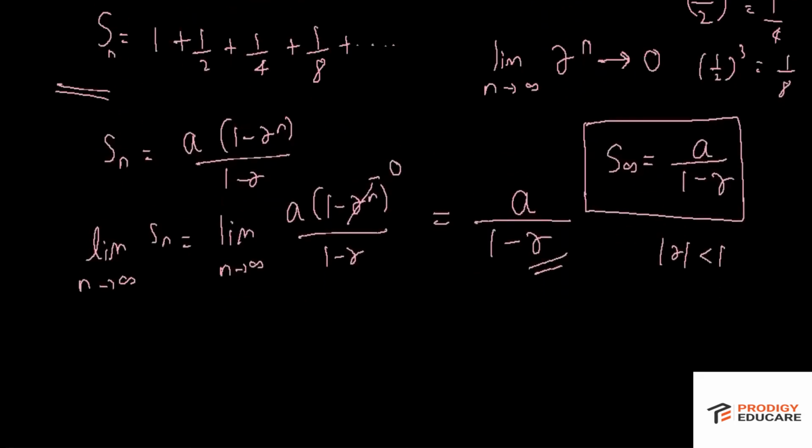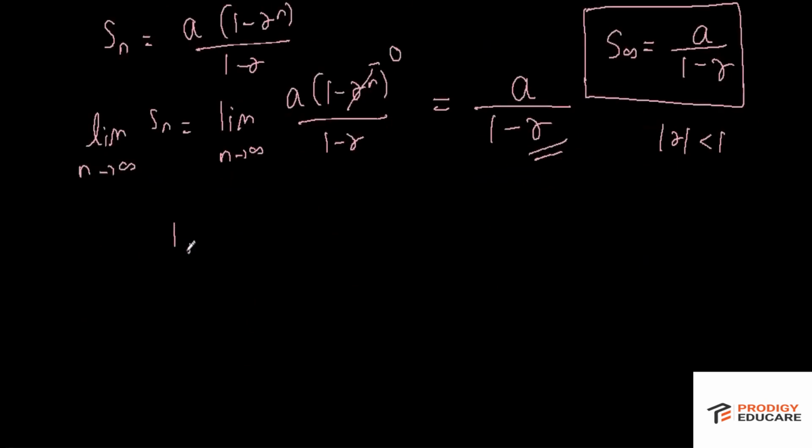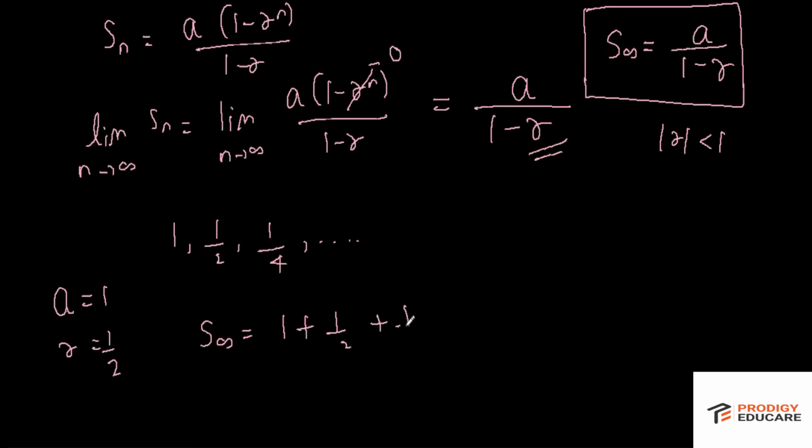So let us find the sum of this series. We have 1, then half, 1 by 4, and so on. This is a typical example of a geometric series with R less than 1. In this case, A is 1 and R is half. So if I have to find the summation of infinite terms, which is 1 plus half plus 1 by 4 and so on, we'll just simply apply the formula, A upon 1 minus R. Our common ratio is half and our first term is 1, so we'll get 1 upon 1 minus half, which is simply 2.